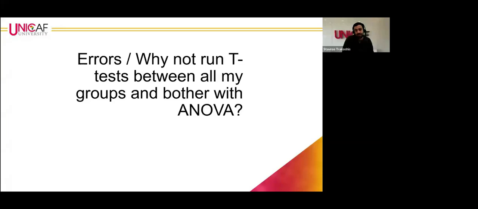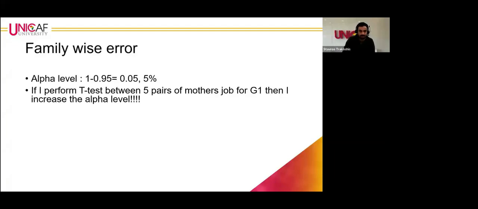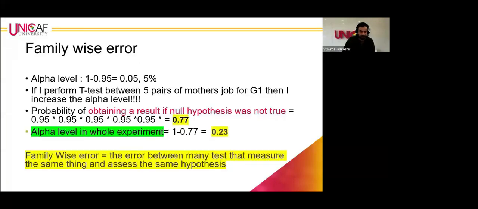So why not run a t-test between all my groups and bother with ANOVA? Why not just run t-tests between all possible groups? And this is because of the family-wise error. Basically, the alpha level is 1 minus my confidence level, which here is 95%. And this results to a 5% chance of observing the test statistic if the null hypothesis is true.